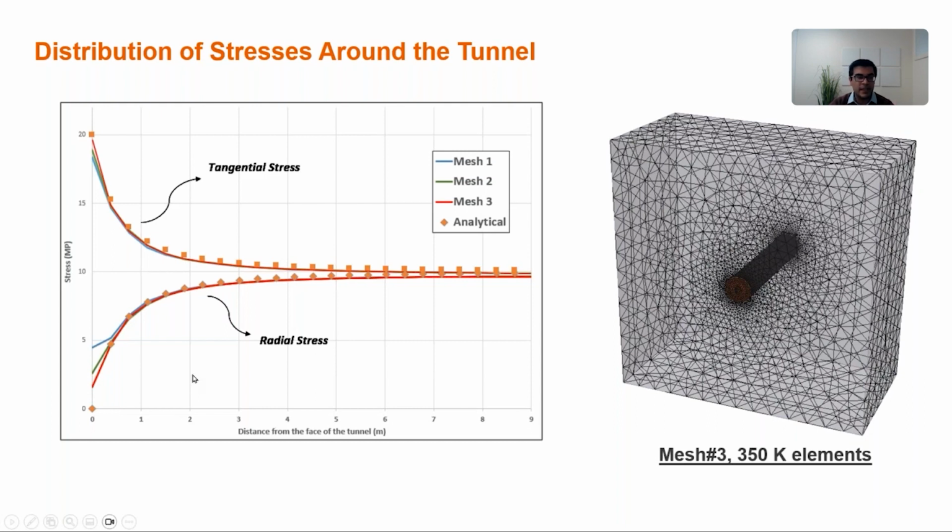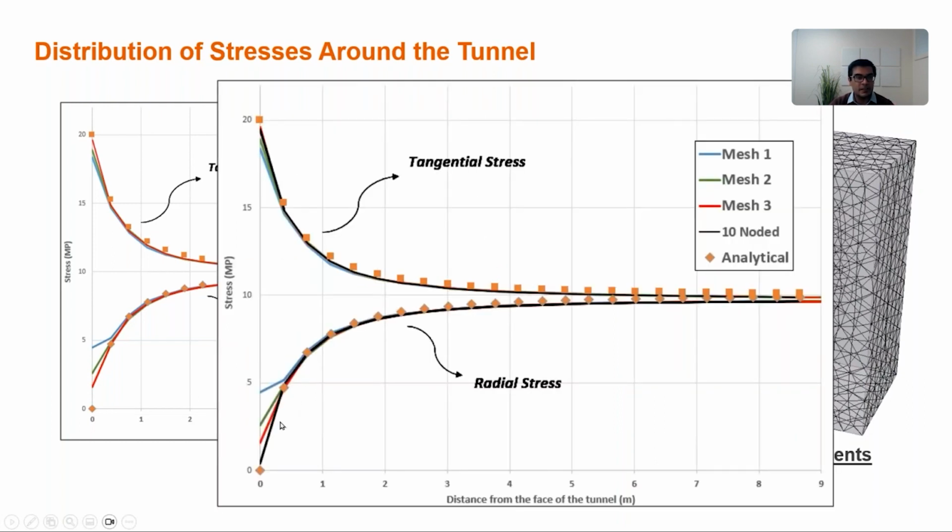Just compare what we have with the results of the 10-noded that we got from a coarse mesh. So this shows even if you have a coarse mesh and use a higher order element, you can get very accurate results. But if you refine the mesh of linear elements, it still takes a lot of time. You need to keep reducing the mesh size a lot in order to capture the same result.